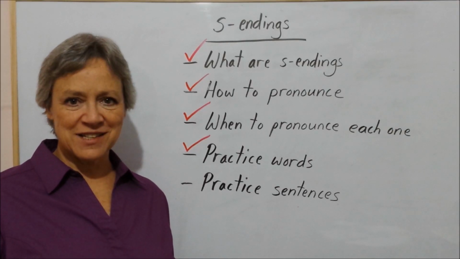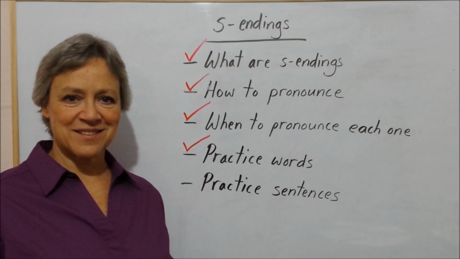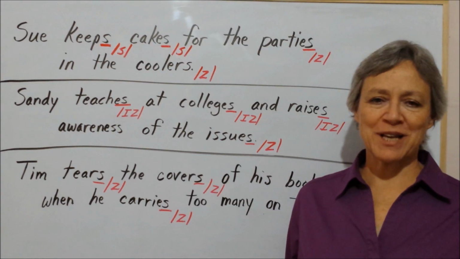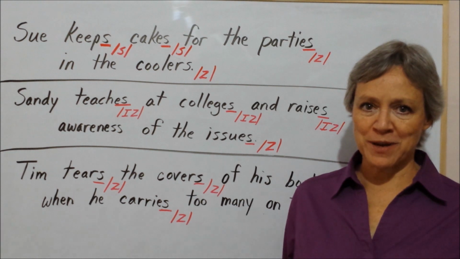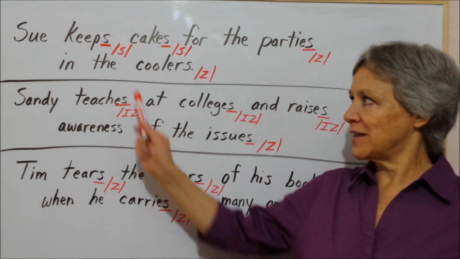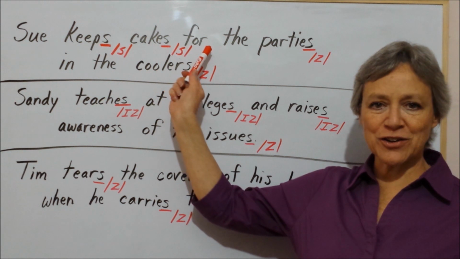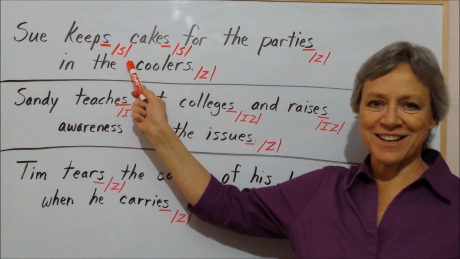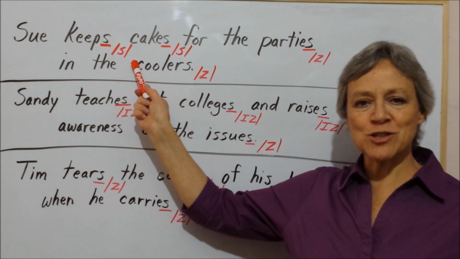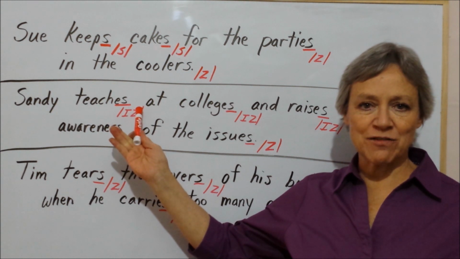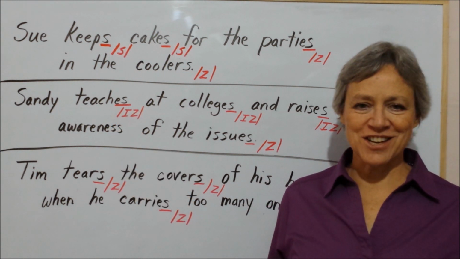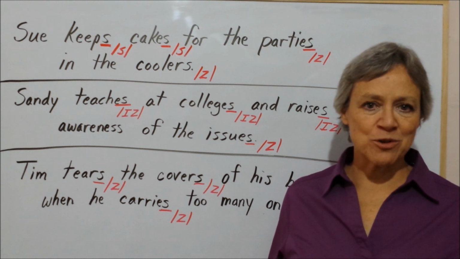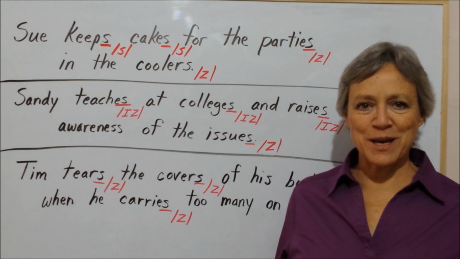Finally, I'd like to give you some sentences to practice saying with me. I have underlined the S endings where they occur, and below each one I have written the pronunciation of that ending. Please repeat each sentence after me. I will read each sentence twice. The first time I'll read it slowly, and then the second time at a more natural pace. Okay? Please repeat.